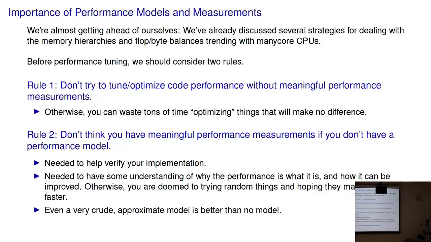important to follow. Rule 1 is don't try to tune or optimize code performance without meaningful performance measurements, because otherwise you can waste tons of time optimizing for some problem that's not actually a problem. And then rule 2 is don't think that you have any meaningful performance measurements if you don't have a performance model. You need some kind of model to help you verify your implementation and to give you some understanding of why the performance is what it is, and why things are behaving that way, and how it can be improved, because otherwise you're just sort of doomed to randomly trying things and hoping that they make the code faster. So even a very crude approximate model is better than no model to guide you in this.